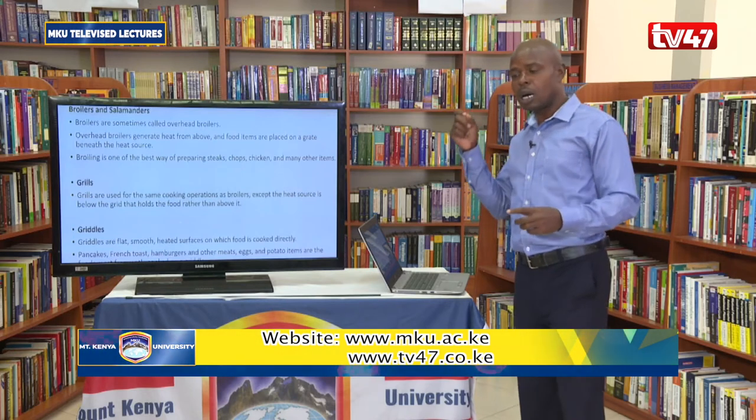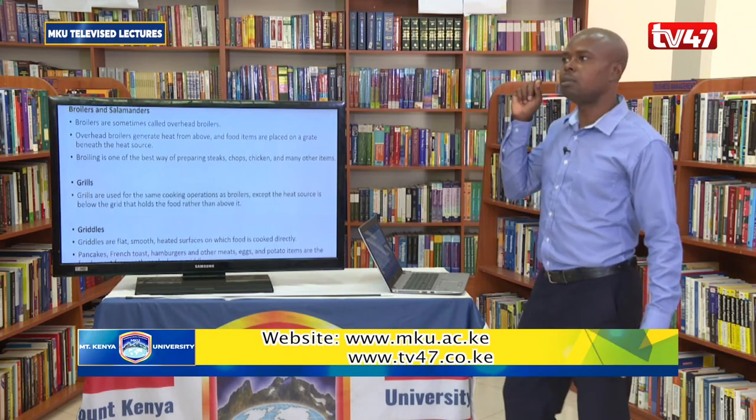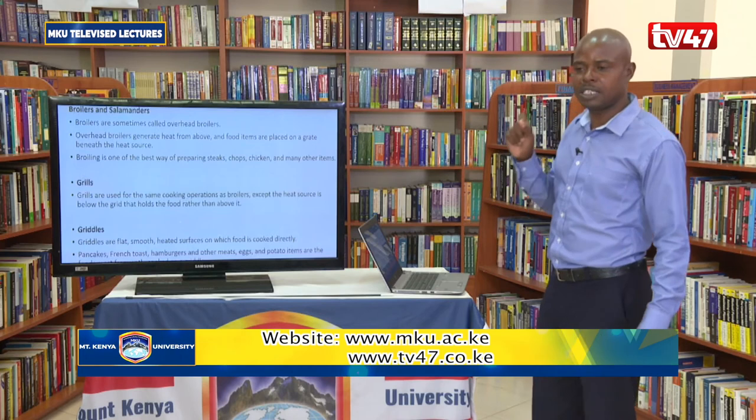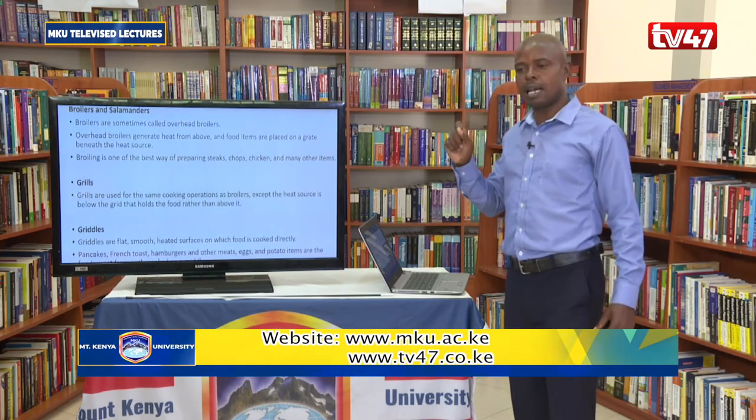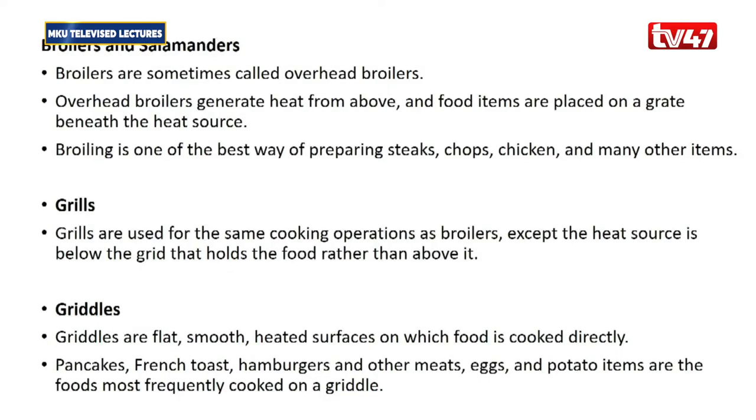So it is important that when you are preparing a meal, as we had talked about, having variety in terms of texture and variety in terms of color is important, so that when you are cooking, you also look at the method of cooking. So broiling is one way of cooking. It will give you a texture that is required by the customer.